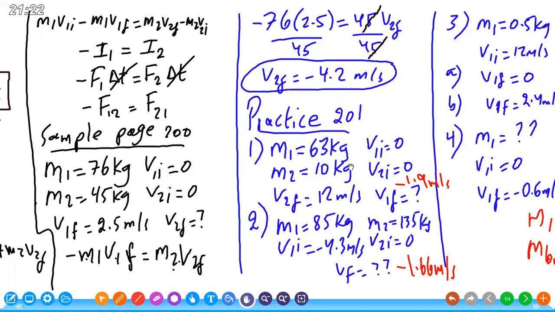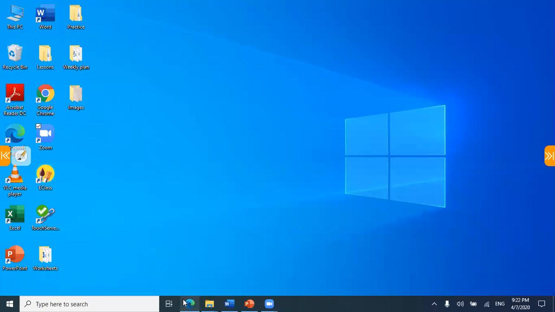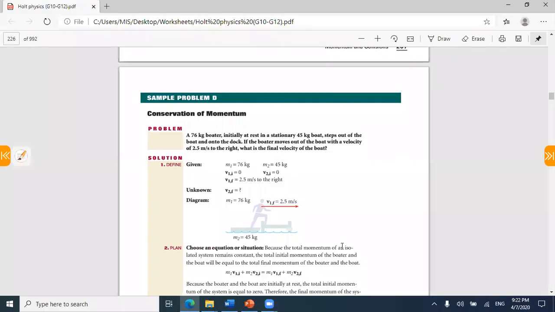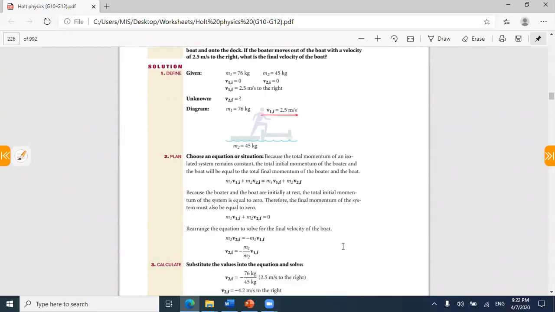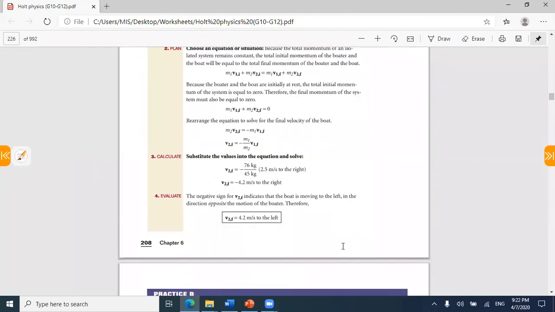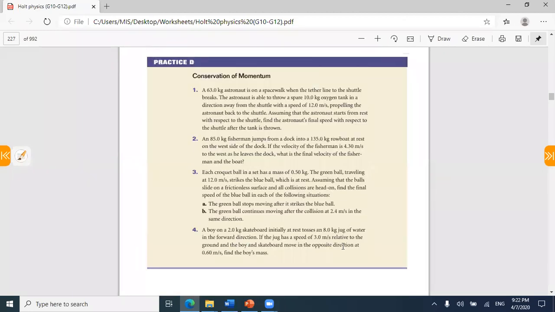Then we are going to take the practice, which is on page 201. Here, the practice on page 201. This practice has question 1, question 2, 3, and 4. Let me explain them quickly. Take the given, and I will give you the answers so that you can do them yourself.